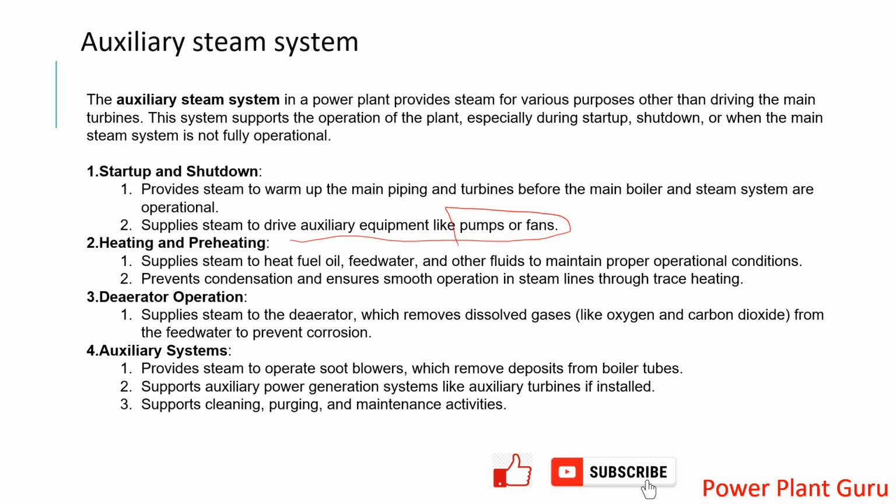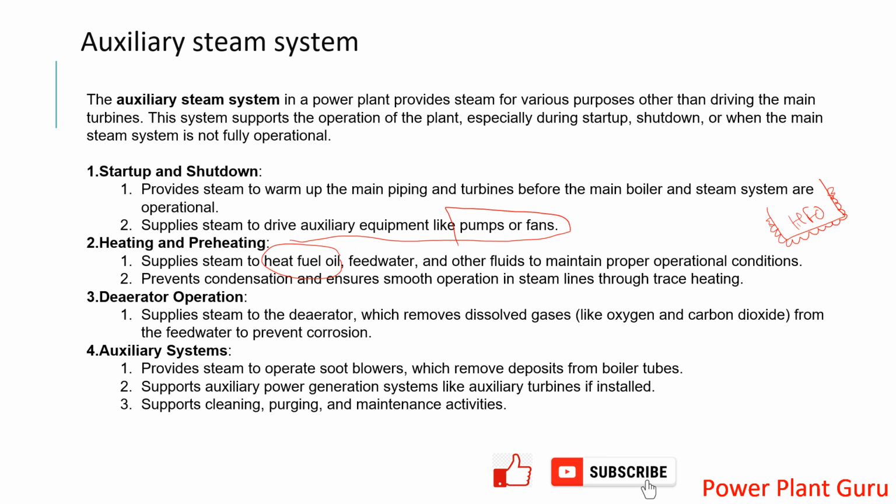And there are many systems where you have to heat those systems. For example, there will be a fuel oil tank where fuel oil is stored. Then there will be a steam tracing line to maintain that tank at some temperature. Below that, the viscosity of the fuel will change, and then the fluidity will not be maintained. So those types of purposes are there for this steam.